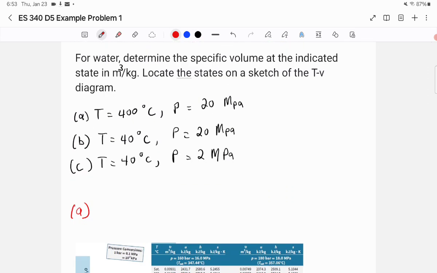For water, determine the specific volume at the indicated state in cubic meters per kilogram. Locate the states on a sketch of a T-v diagram. We have three parts: Part A, Part B, Part C. Part A is with a temperature of 400 degrees Celsius and a pressure of 20 megapascals. Part B is 40 Celsius, 20 megapascals, and Part C is 40 Celsius, 2 megapascals. So this will be good for us to learn how to navigate the tables.